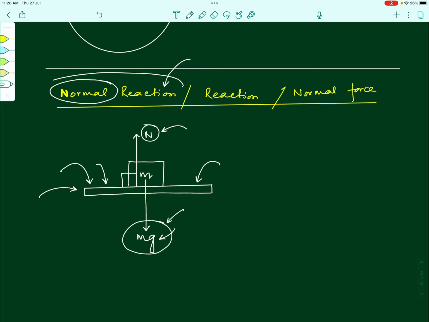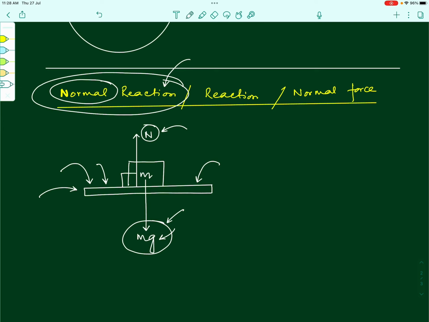That's why we call it the normal reaction. Normal because it's always perpendicular to the surface that exerts the force, and second, a reaction because it's actually a reaction to a certain action force which has already come up. Okay, so this is the basic nature.